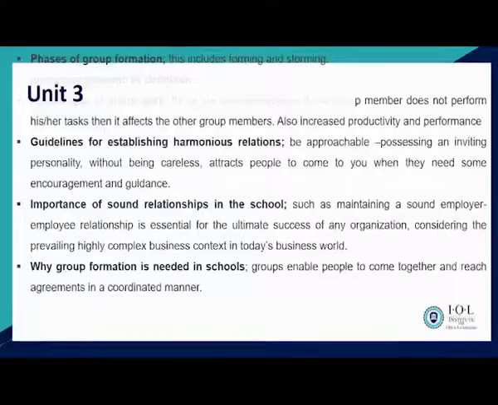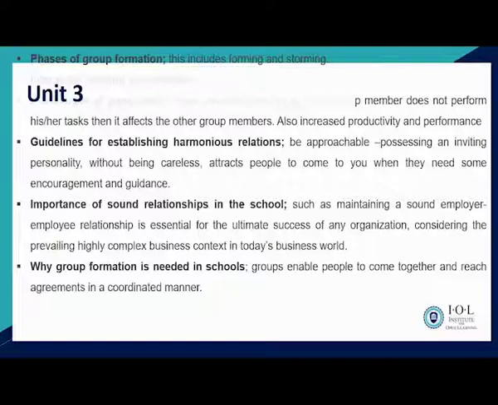The employer must respect the employee, and the employee must respect the employer. Then you can achieve the goals and objectives of the organization. Why is group work formation needed in school? That's our next topic.